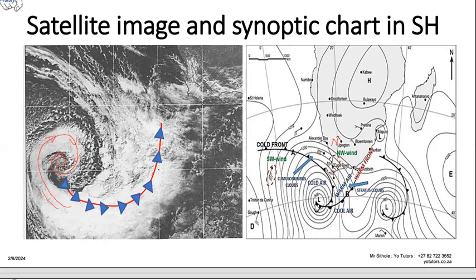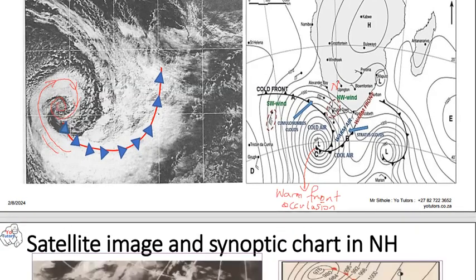And another thing we can see is that this here is a warm front occlusion. That's what we can also see there. We can see that it's a warm front occlusion because it's actually warm air on the ground there.